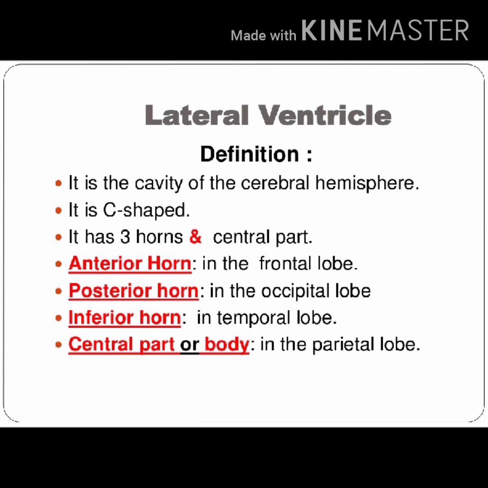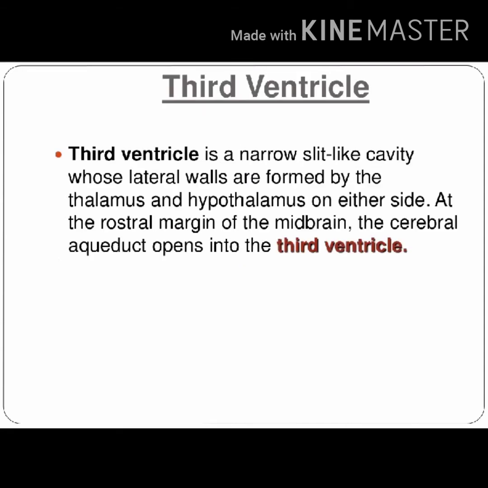The anterior horn is in the frontal lobe, the posterior horn in the occipital lobe, the inferior horn in the temporal lobe, and the central part or the body portion is in the parietal lobe. In the ventricular system, the lateral ventricle is the largest ventricle in the brain because it covers all four lobes. Next we move to the third ventricle.